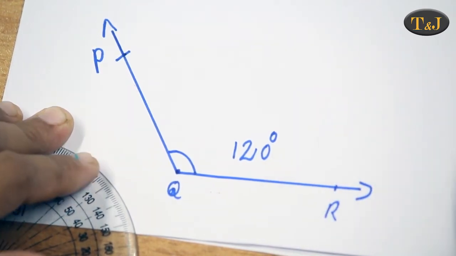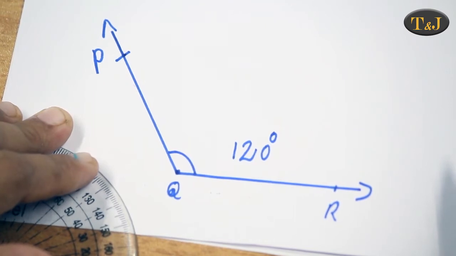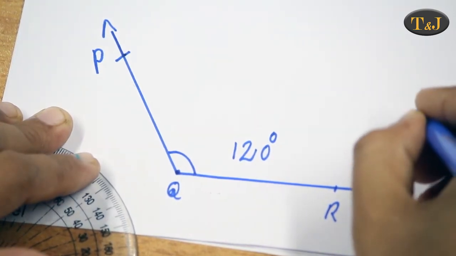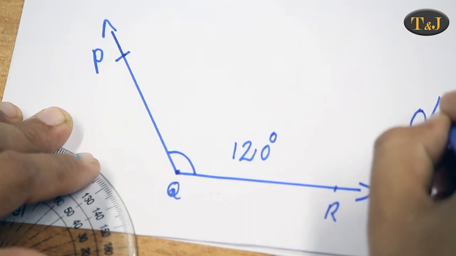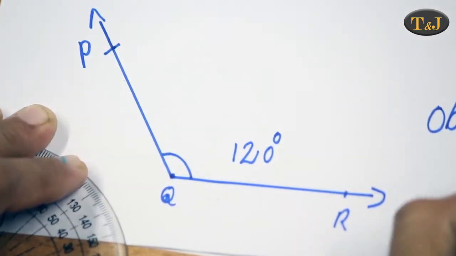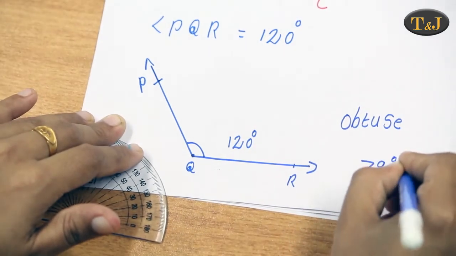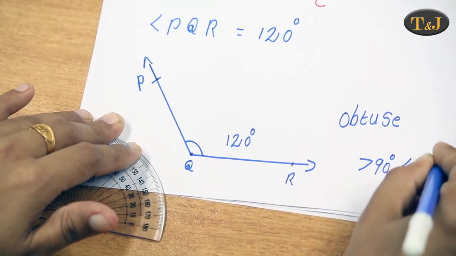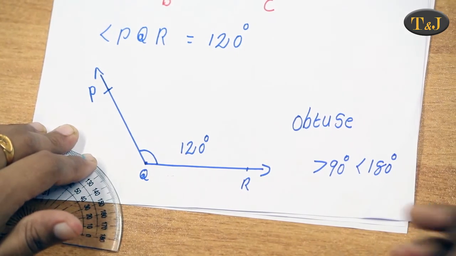Then which type of angle is this? 120 degrees. We already studied this. That means it is greater than 90 but less than 180 degrees. That angle is known as an obtuse angle. An obtuse angle is greater than 90 degrees but less than 180 degrees. That angle is an obtuse angle.